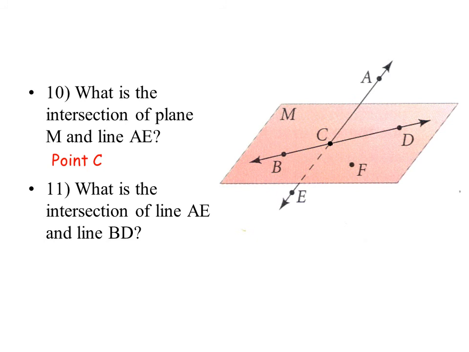And what is the intersection of line AE and line BD? So think about if you could put your pencil on line AE and another pencil on line BD, what would they share? They would share point C. So the intersection of a plane and a line is always going to be a point, and the intersection of two lines is also going to be a point.